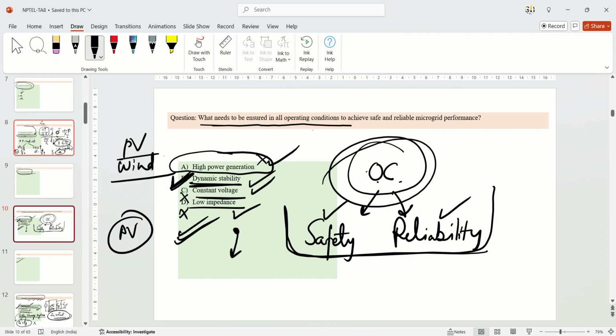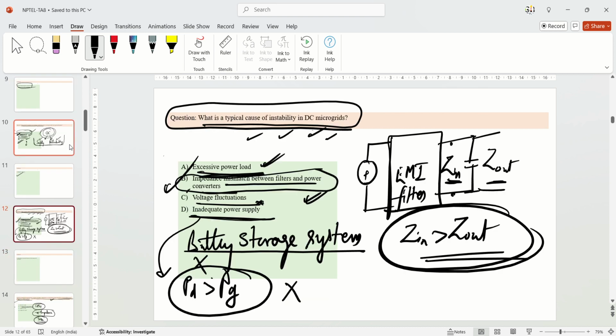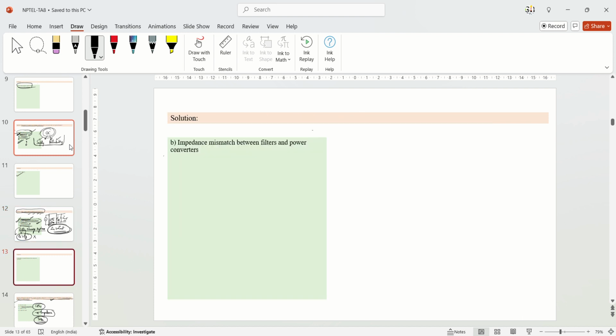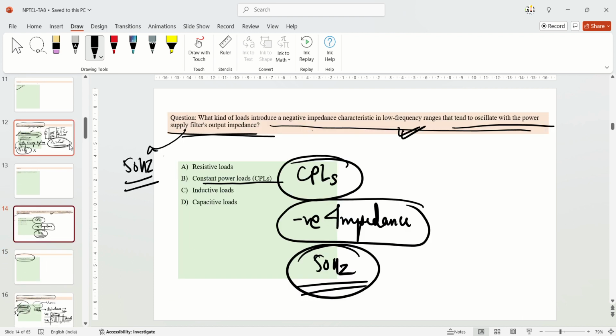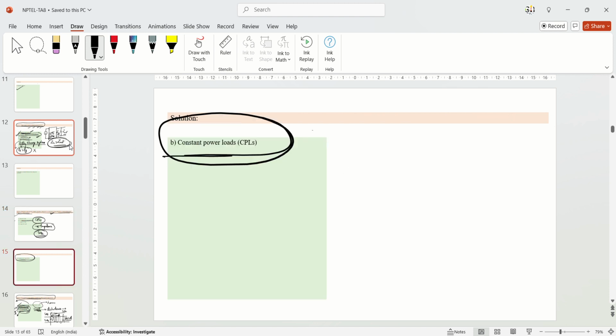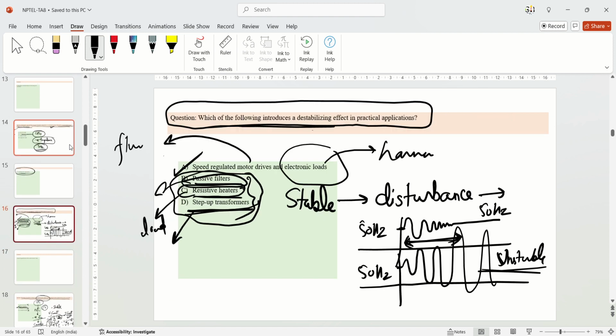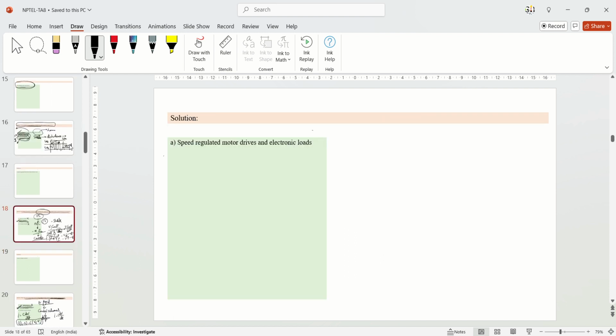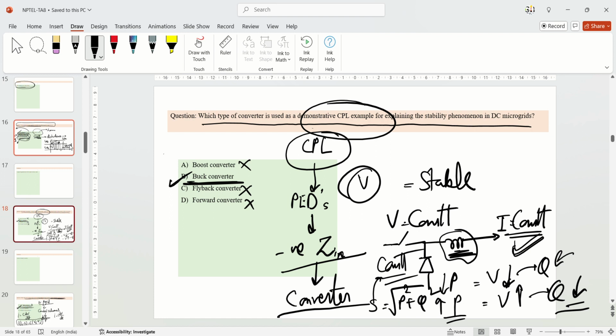Then we have also studied what kind of stability is needed for the safety and the reliability of the microgrid. Then we have studied the typical causes of instability, and also what causes this negative impedance at low frequency, that 50 Hz and all. And also we have studied the destabilizing effects in the practical application of microgrids. Then we have studied the demonstrative CPL example, in which kind of converters are used for the stability phenomena.